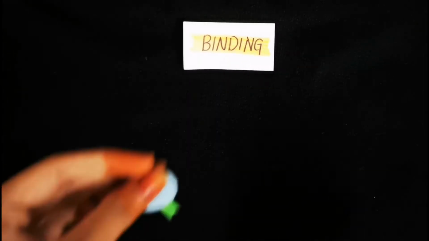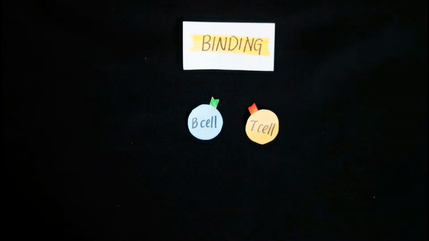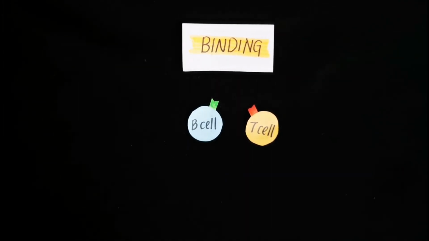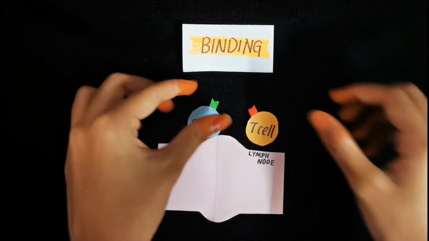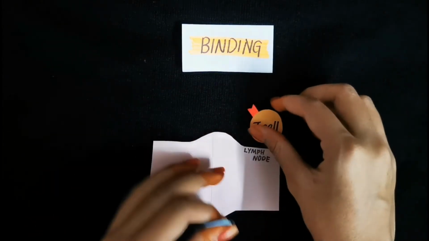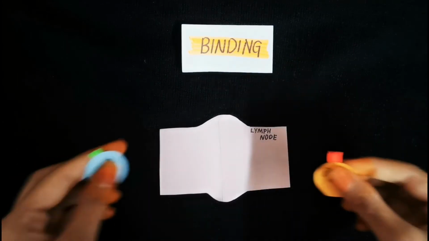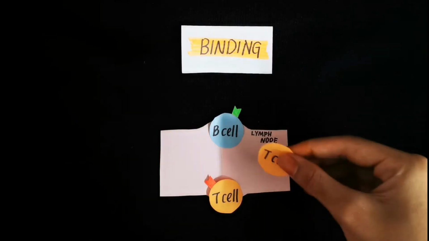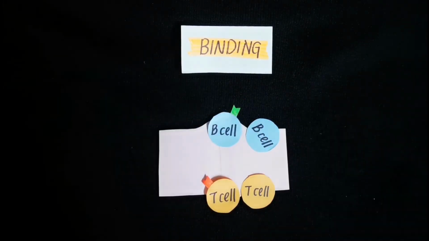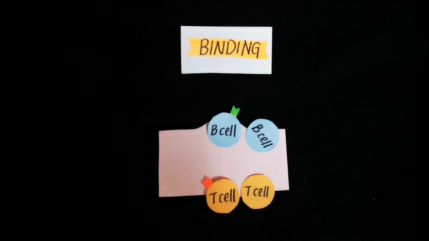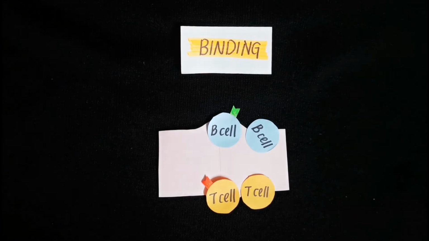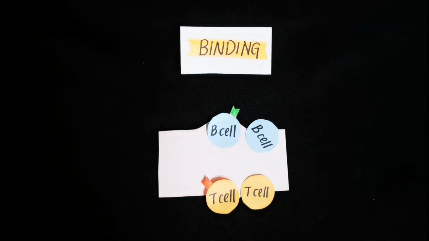Once B and T cells are ready, they will migrate to the lymph nodes all over the body. Let's take an example, the armpit. Those cells will migrate to the lymph node and wait there. They come into this lymphatic vessel and wait for the infection to occur.